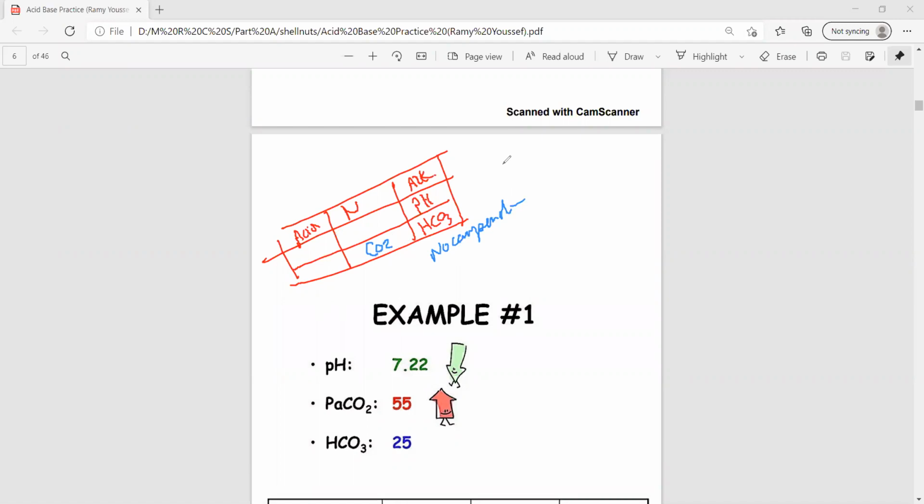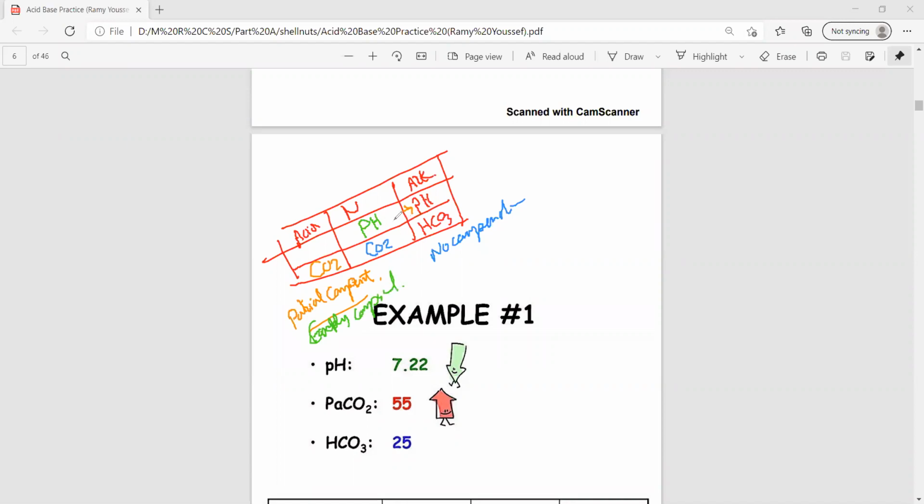If I found CO2 here, what happened? There is compensation, partial compensation. Why is it partial compensation? Because the pH is still alkalotic. But I can say complete compensation, or fully compensated, if the pH is here.